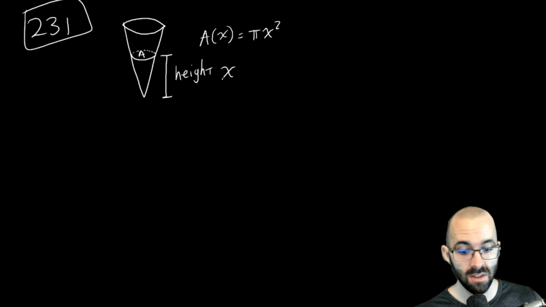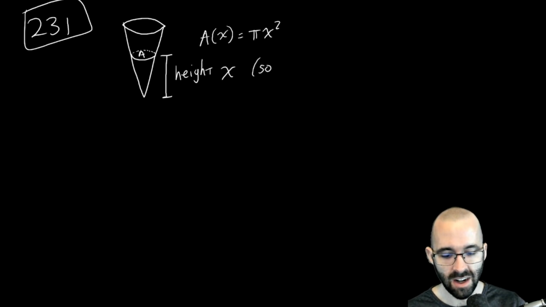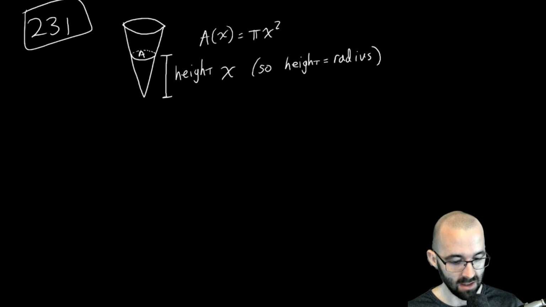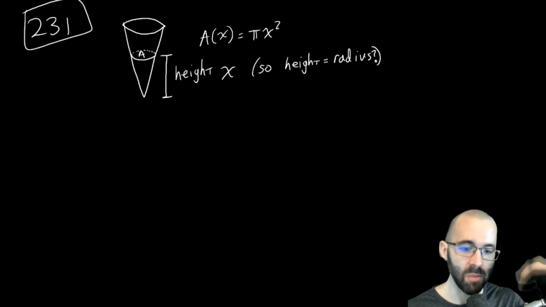That's good to know. So write that down. Height equals radius with this cone. Any cone will have a relationship between height and radius. This one looks like it's equal. Let's just make a little note, keep that in our mind, and keep reading the problem.